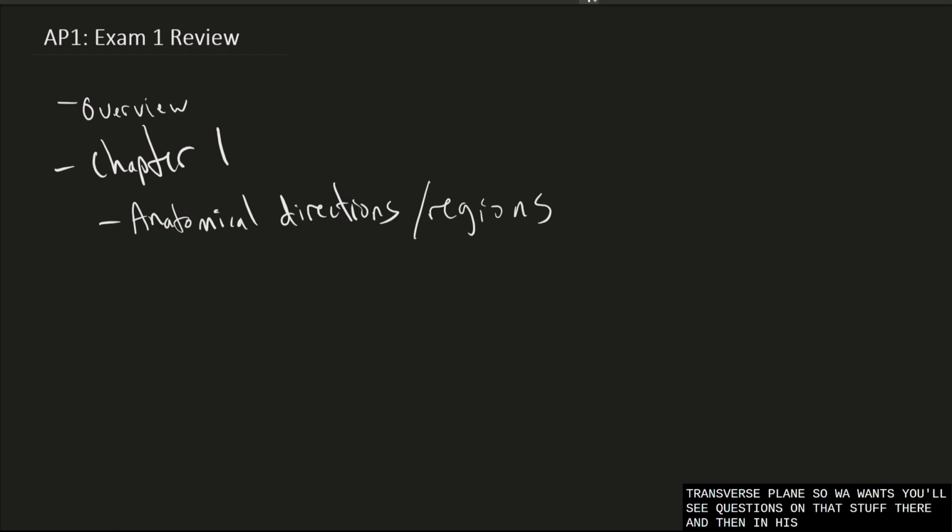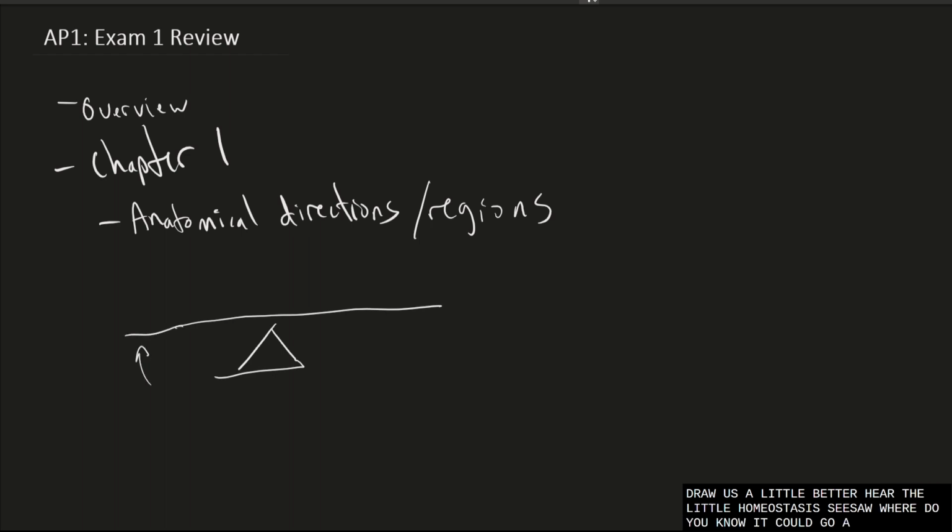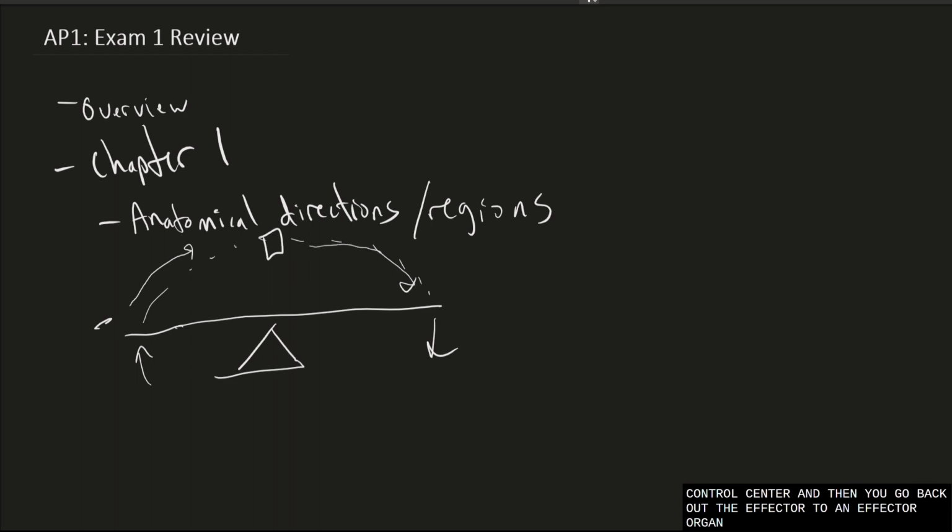And then in this chapter, we also talked about different feedback mechanisms. So remember, we have that seesaw, let me draw this a little better here. The little homeostasis seesaw, where it could go up on this side, come back down on this side, then you have the part that goes up through here that's regulating it. So over here, you would have a stimulus, you would have the afferent here, and a receptor and an effector. You have the control center, and then you go back out the effector to an effector organ, and you bring it back.